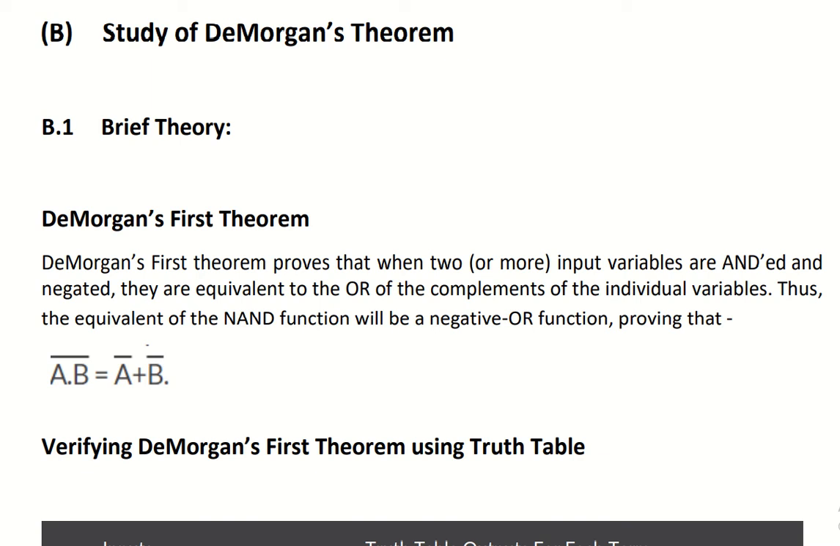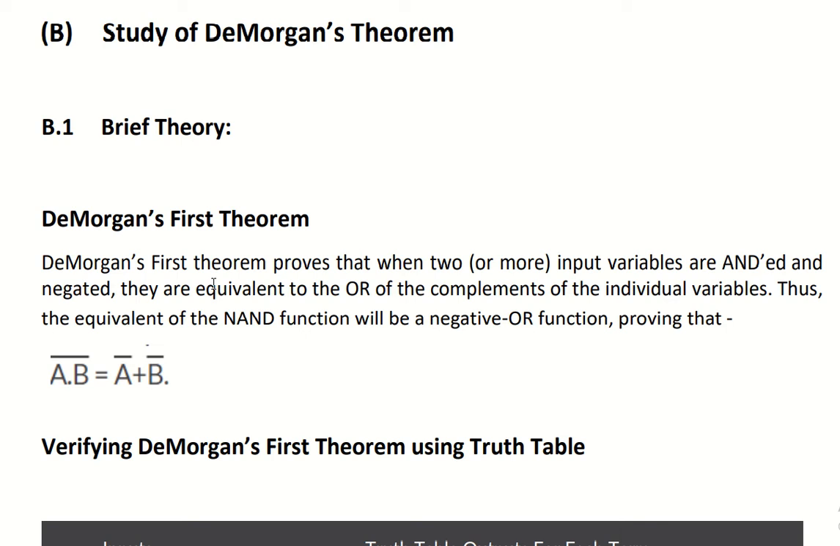Welcome dear participants to the second part of experiment number 13 for section A IAVOC 105 coursework. Here in this part we will be working on DeMorgan's theorem. There are two theorems given by DeMorgan. You have already gone through this in your theory coursework.